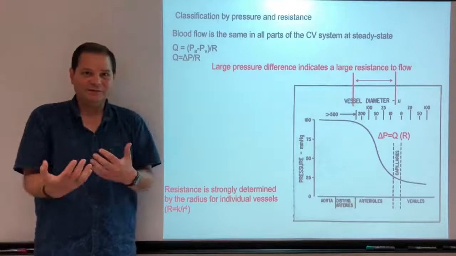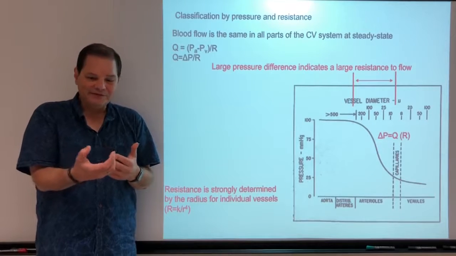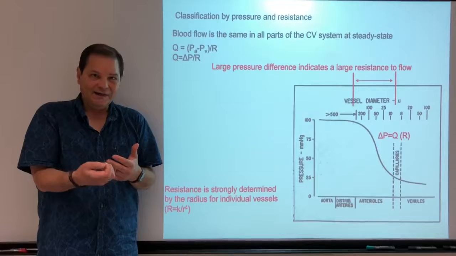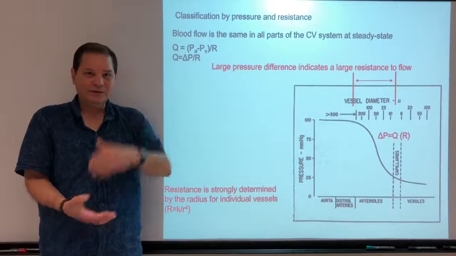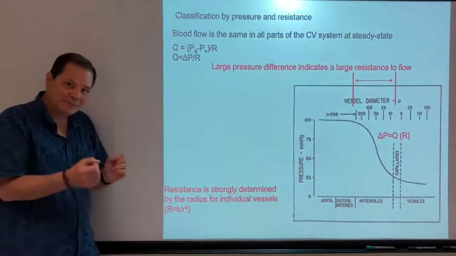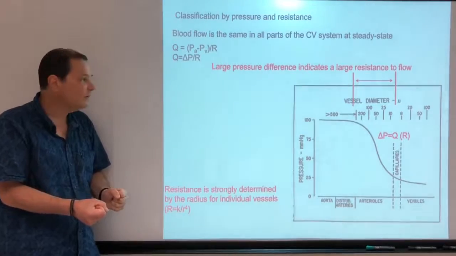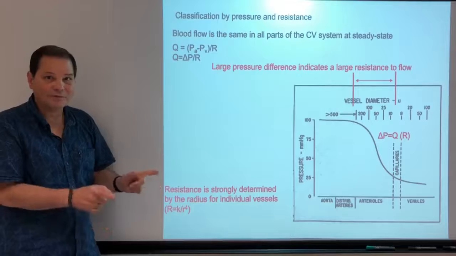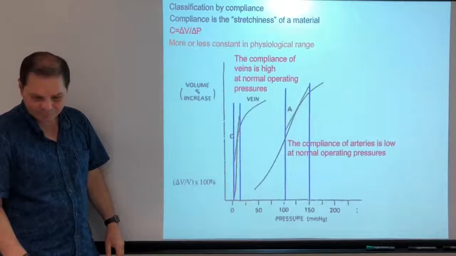If I want to increase the resistance to flow, if I just vasoconstrict a little bit, I get a big change in resistance, okay? On the other hand, if I get a little bit of a dilation, I get a big decrease in resistance to flow through any particular bed or through the system itself, okay?